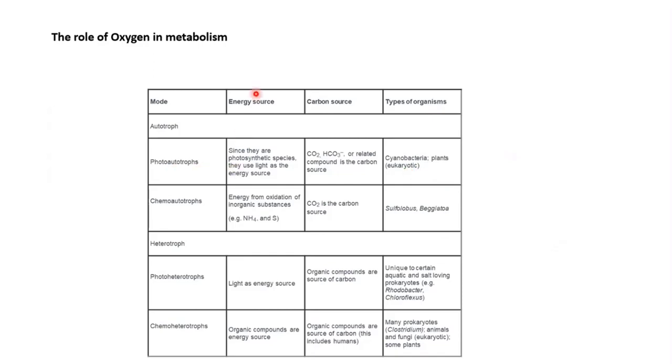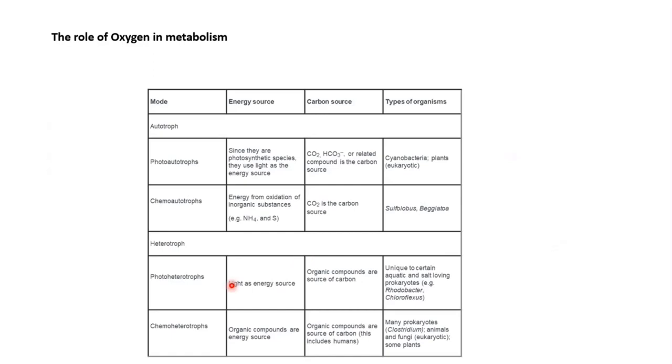Out of these, the phototrophs, since they are photosynthetic species, will use the sun, the direct sunlight, as the energy source. For the carbon source, there will be carbon dioxide, and also HCO3 or related compounds. And the types of organisms are cyanobacteria, plants, and eukaryotes. For chemoautotrophs, the energy source is the oxidation of inorganic substances. We'll talk about NH4 and sulfur. In terms of carbon source, there's CO2, and the types of organisms are Sulfurobacter and similar species.